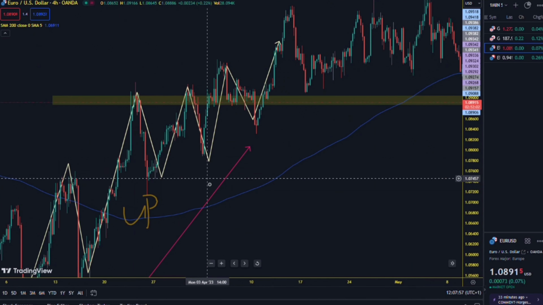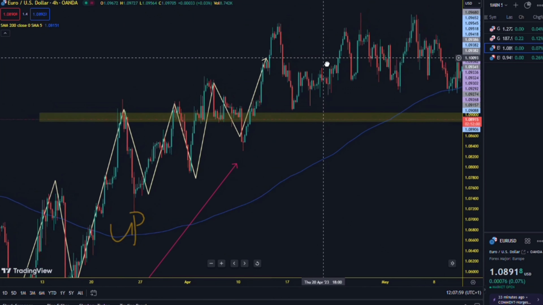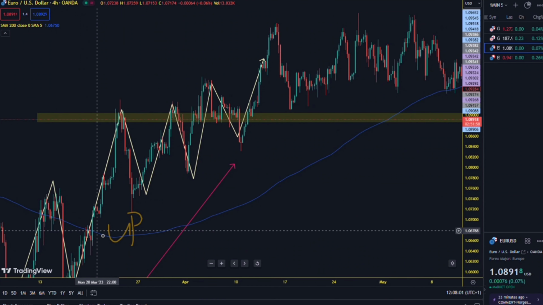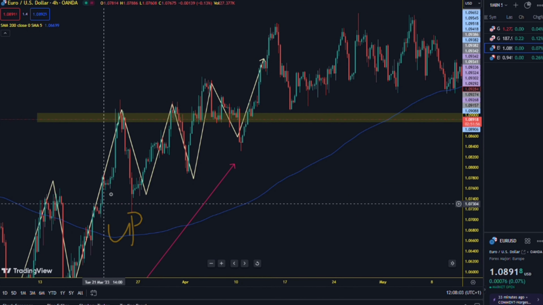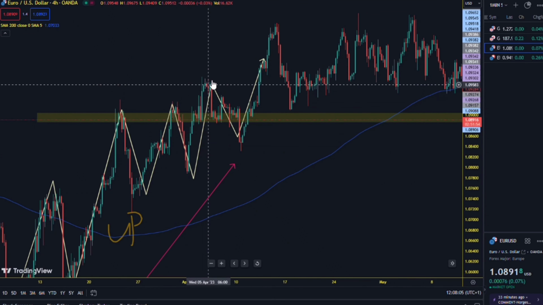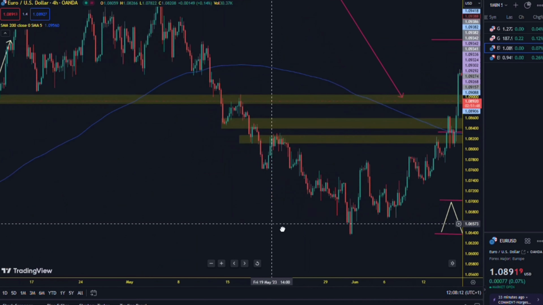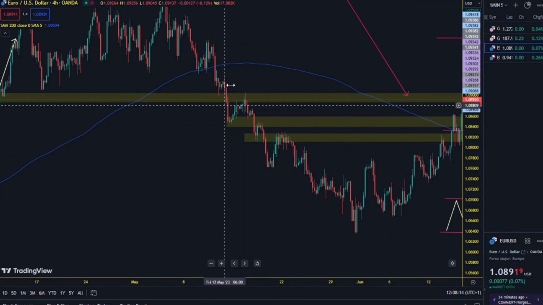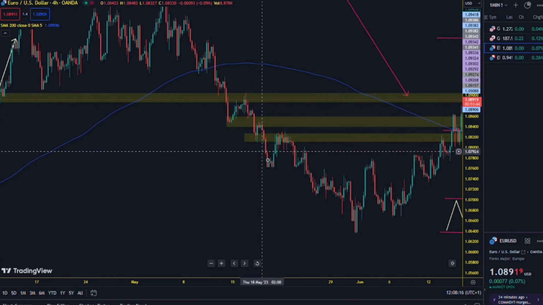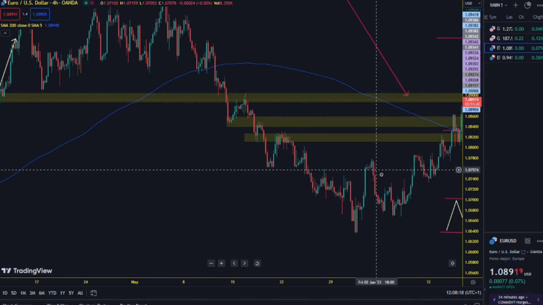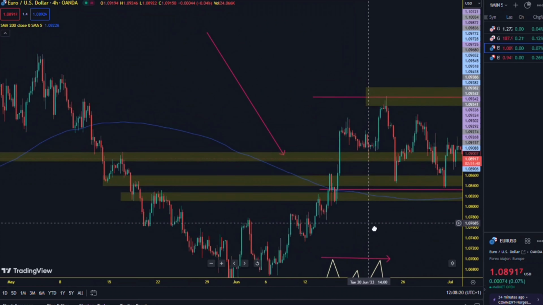If the price is above the moving average, you want to be looking for buys. Right here you can see immediately price was above the moving average. It started printing higher highs, higher lows, higher highs, and at this point here immediately price was below the moving average, it started printing lower low, lower high, lower low, lower high, lower low, lower high. So that's just the trick.